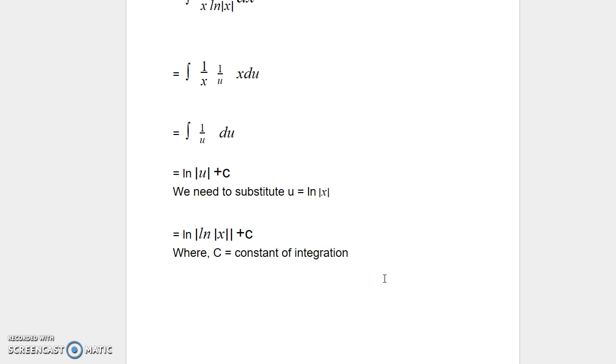In my next video presentation, we will be solving more examples related to logarithmic functions.